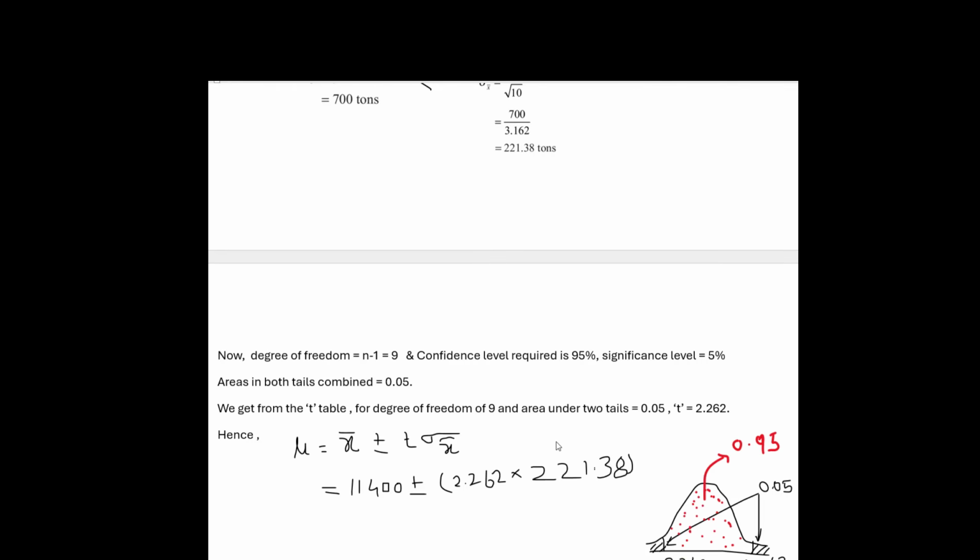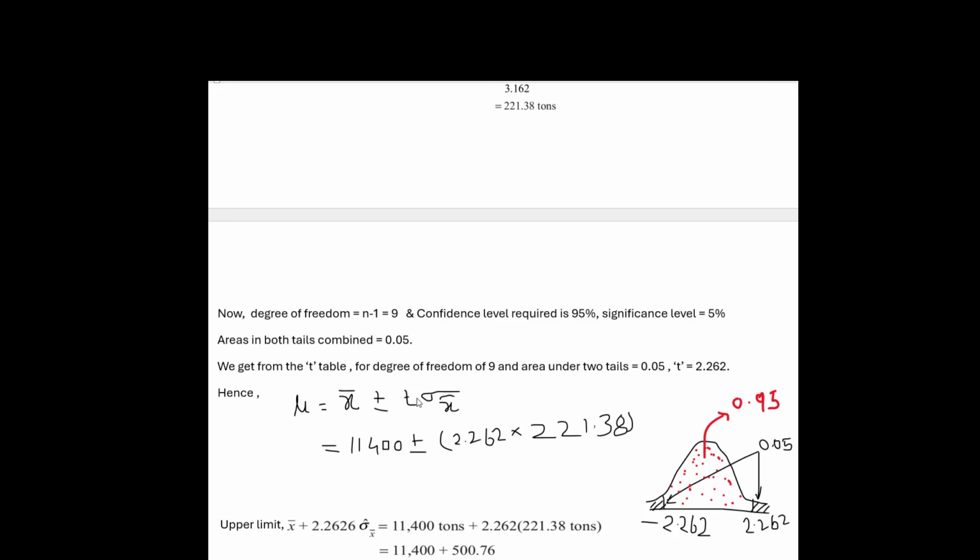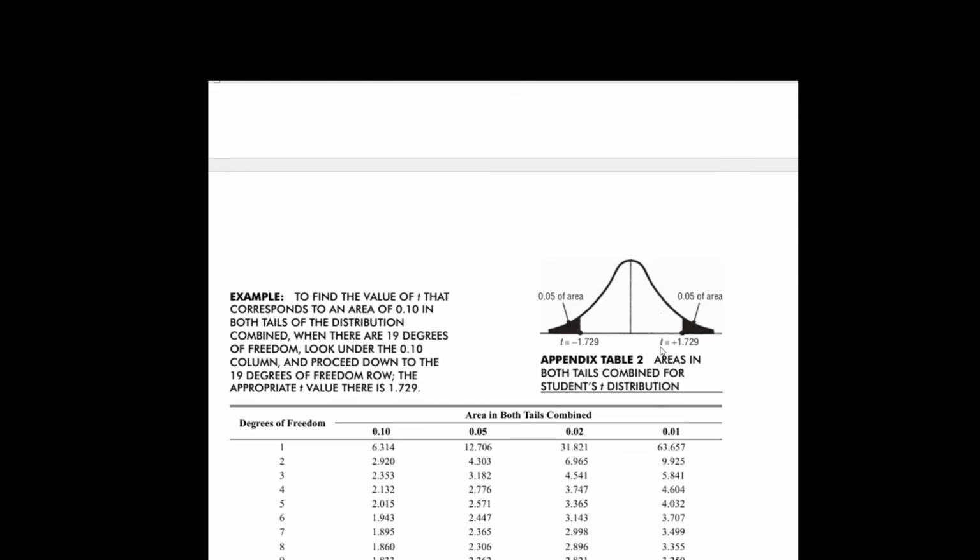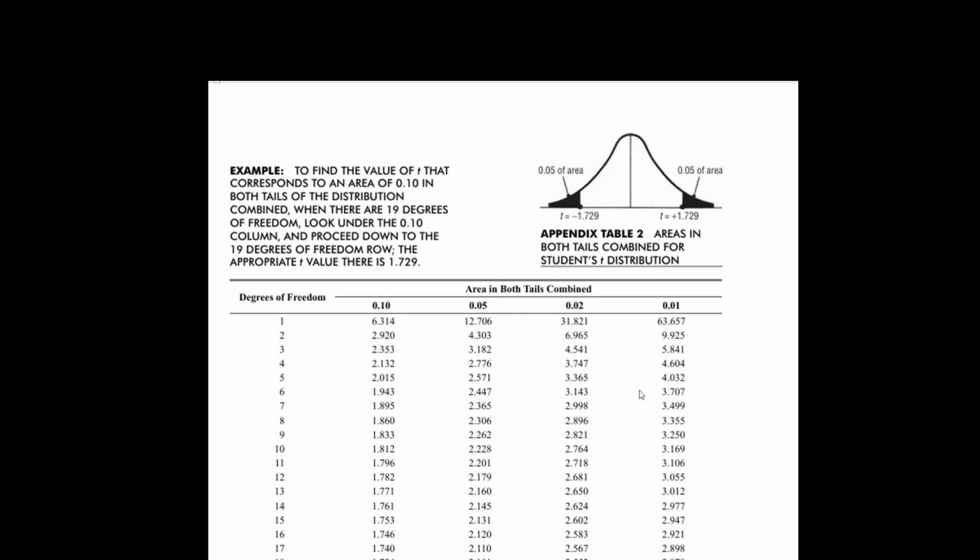Now we have to use the degrees of freedom. Because n equals 10, degrees of freedom equals 9, and the confidence level required is 95%, so the significance level is 5%. When we look at the t table, these values are the area in both tails combined. We want 95% confidence, meaning the area under the curve is 95%, so the outside area is 5%. Both tails combined is 5%, which is 0.05.